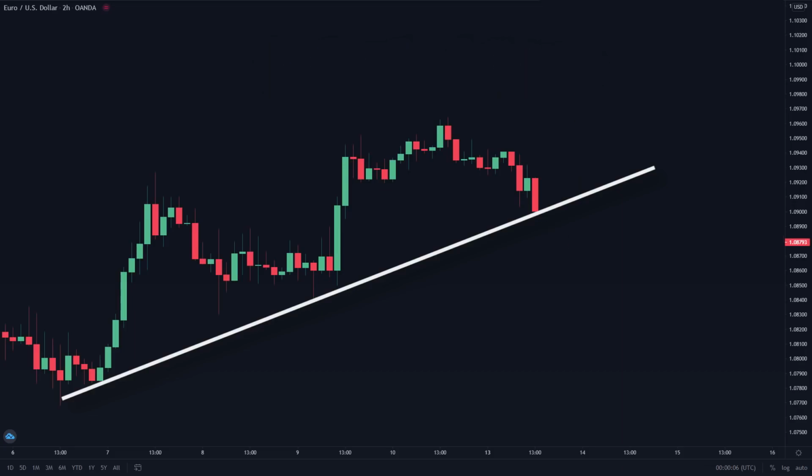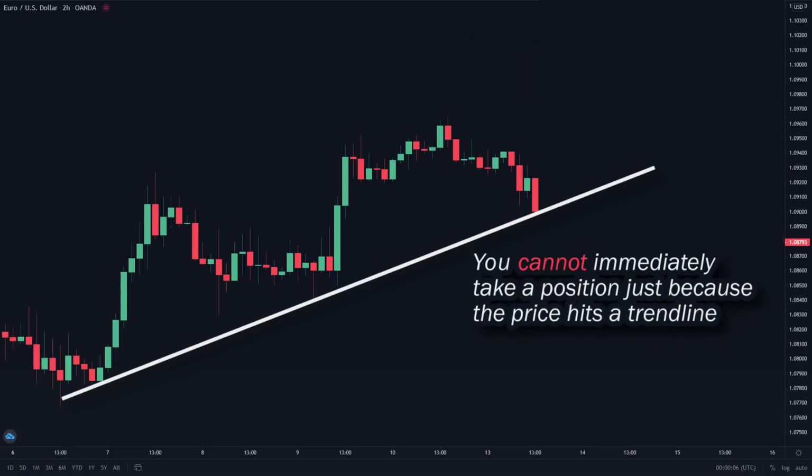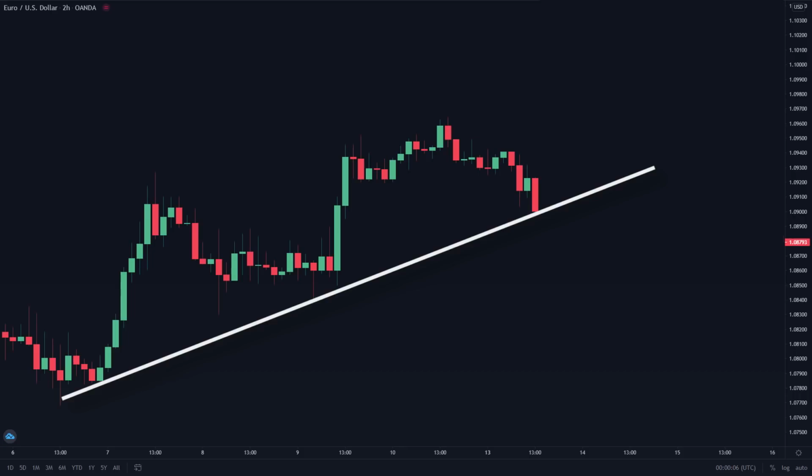Now remember, you cannot immediately take a position just because the price hits a trend line. You need to use other price action techniques to confirm your analysis. And a good technique that you can use to confirm a continuation pattern is by drawing a mini trend line right at the pullback. The next step is to wait for the price to confirm the continuation pattern by waiting for it to break out of the mini trend line. Once the pattern was confirmed, you take a buy position.